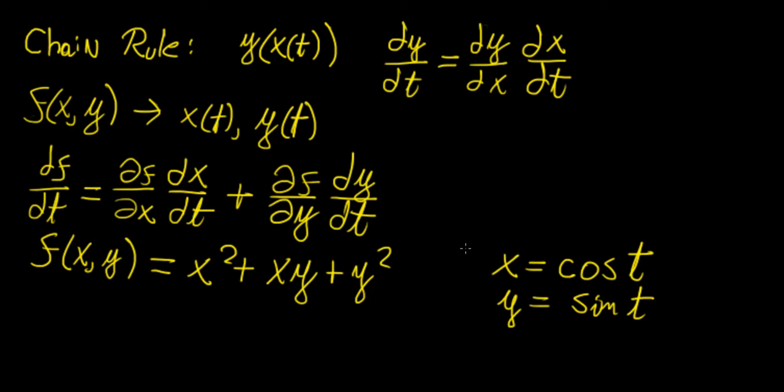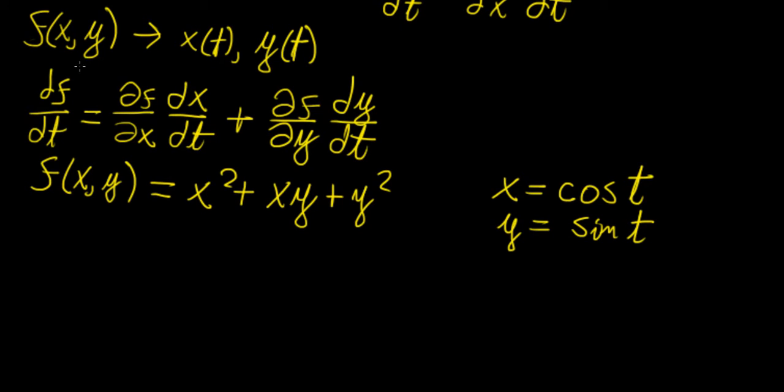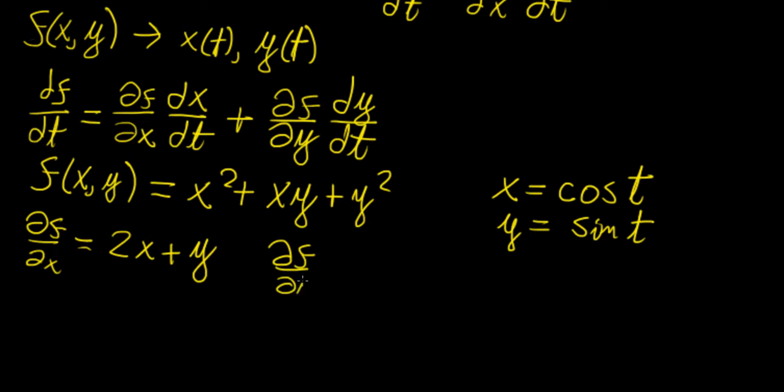That would be one way of going about it, but another way, which might actually be more convenient for more complicated functions, is to take each of these elements individually and then just multiply them together. So let's take the partial derivative with respect to x first. We're going to take this expression, so that's going to be 2x plus y, and then the partial derivative with respect to y is going to be equal to 2y plus x.